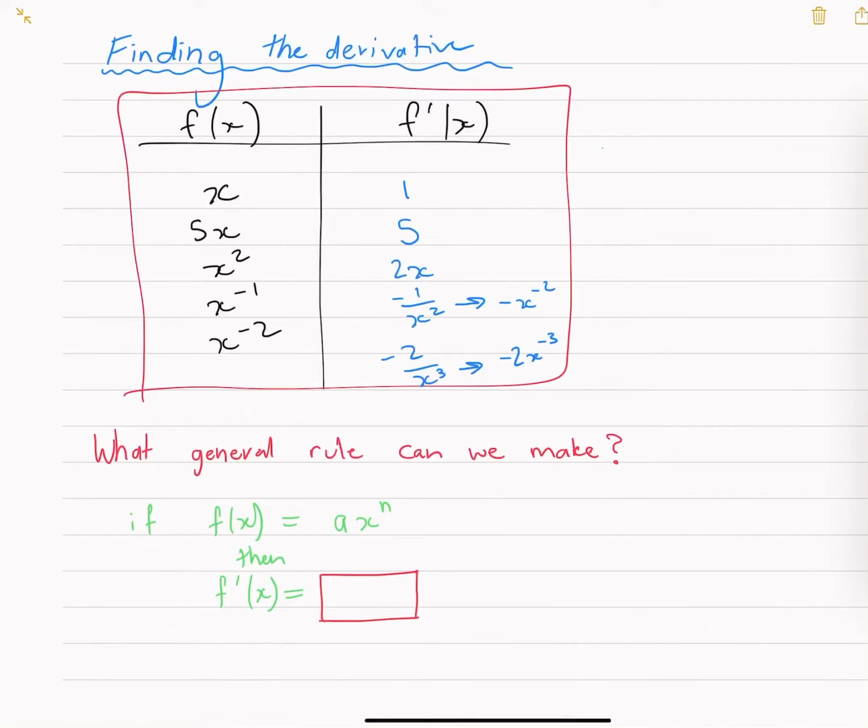Okay, so we're trying to find a general rule just by observation. Essentially we're looking at this one here, and we're trying to come up with a rule that makes sense. So if we've got some function that has some number a, and that could be 1, but it could be 5, like it was up here, x to the power of n, and n really, we want to be able to be anything. At the moment, we've got the power of 1, the power of 1, the power of 2, minus 1, minus 2, and we've found some patterns. So have a think now, just pause the video again, and try and think about coming up with a general rule, okay?